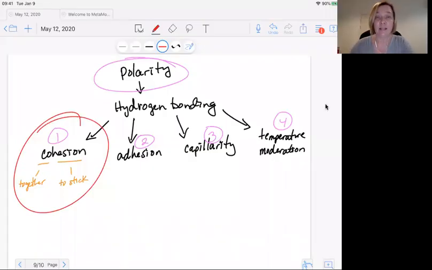So I talked about polarity and how polarity leads to hydrogen bonding. And now I want to go over the 4 properties that result from hydrogen bonding. The first one is cohesion.